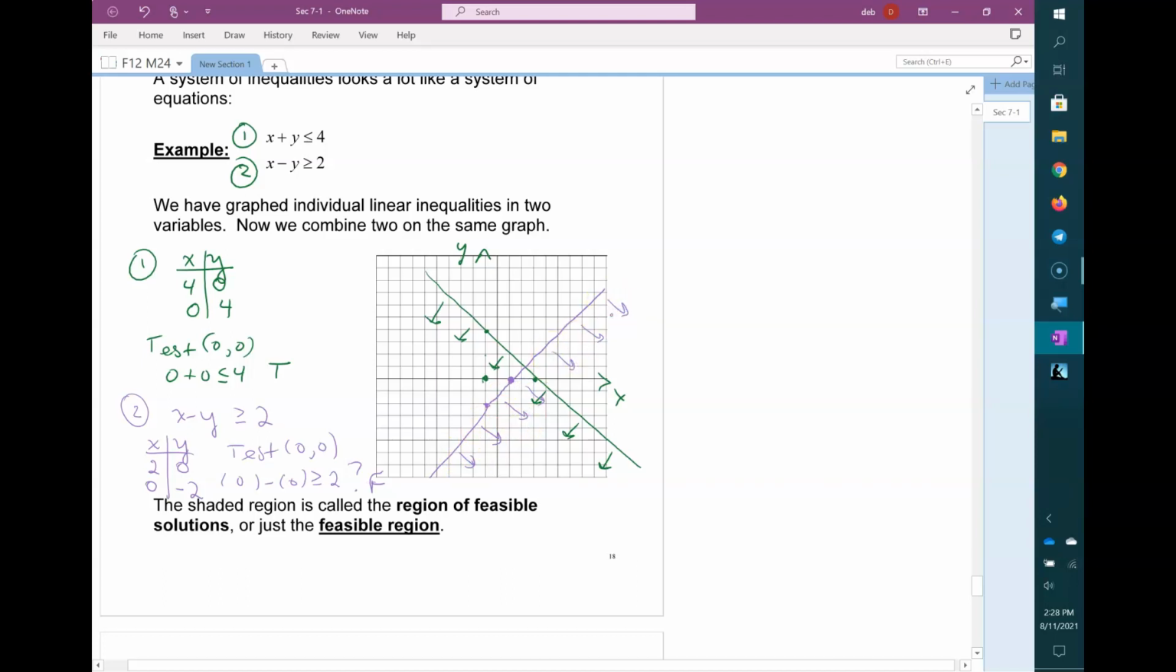So I want to see the individual shading for each line. And then I want you to look for where is the overlap. So you can see that we've divided the plane up into 4 regions. We'll call them A, B, C, and D. So the region we want is this region D, because that's where both inequalities are true. So this is called the feasible region. This is the only possible operating scenarios that work for your situation once we get to word problems where we're actually talking about real situations.